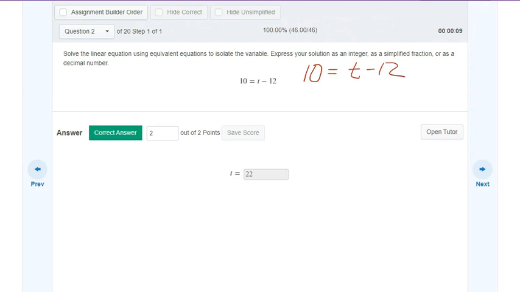In example 2, as we look at it, I've written it larger. Again, we want to isolate the t. So what would we add to a negative 12 to make it 0? Well, a positive 12 to both sides. So we then get t equals 22. So this was a rather easy one.